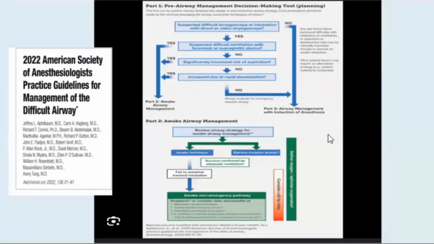And from the ASA, I've just picked up this one because this is quite interesting. So they've got what is called a pre-airway management decision-making tool. So what happens here is, this is for anticipating a difficult airway. Like for example, you think that you're not able to pass a laryngoscope, like the patient has no mouth opening at all. Or you think the patient has a very high risk of aspiration. You're not able to get in a supraglottic airway device, or for any of these reasons, you anticipate a difficult airway. The safest thing to do is to plan an awake airway management.